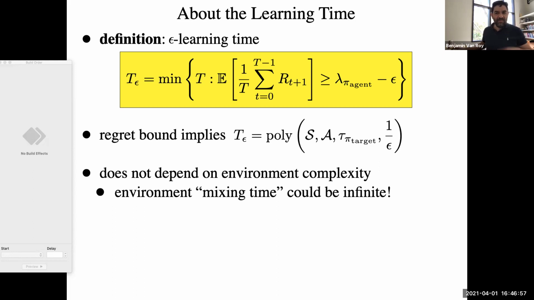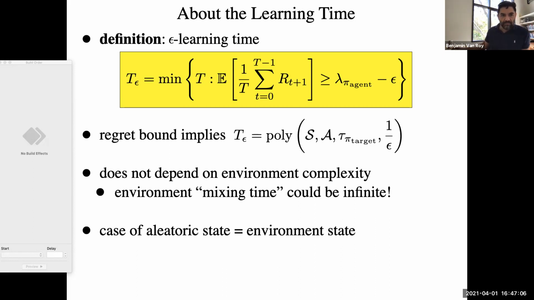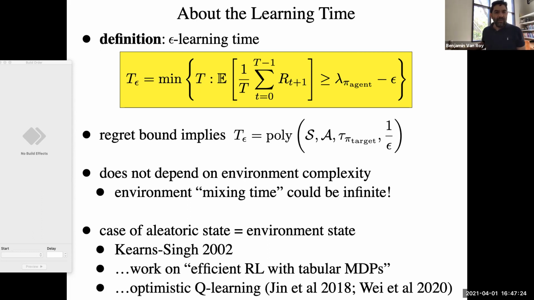And we'd really like to think of the environment as being so complex that the mixing time would be infinite. And so it's good that we're avoiding that here. Now, a special case of this is where the aleatoric state is the environment state. Maybe the designer is not dealing with such a complex environment and was able to update the aleatoric state in a way where it always identifies the true environment state. Well, in that case, the result should specialize to something like what the Kearns and Singh paper did in 2002, which really spearheaded this area of efficient reinforcement learning with tabular MDPs.